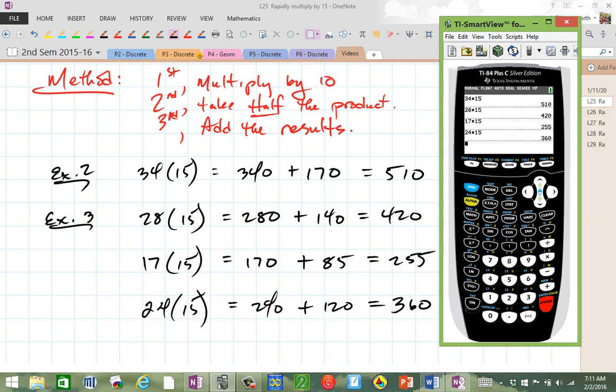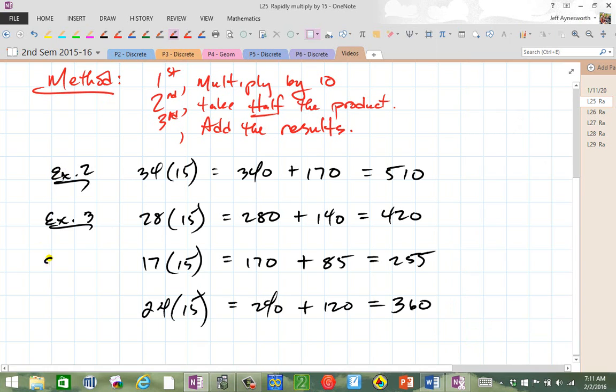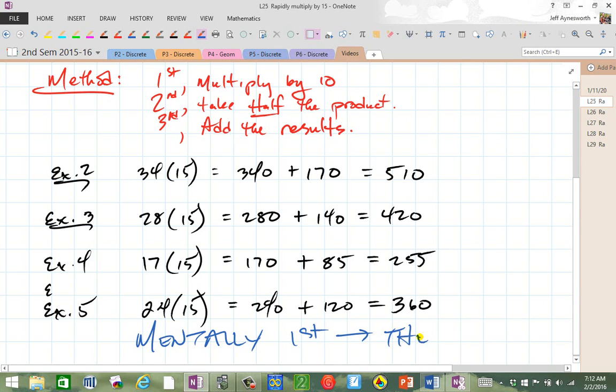So remember when you practice here, you always do it mentally first, all right, then check it with a calculator. If you don't do it that way, you're not going to get any good, and you won't be able to do this in your head, which was what I expect you guys to be able to do.